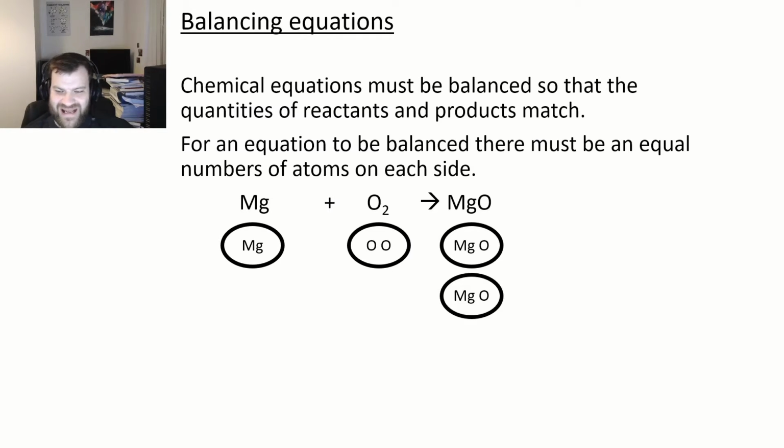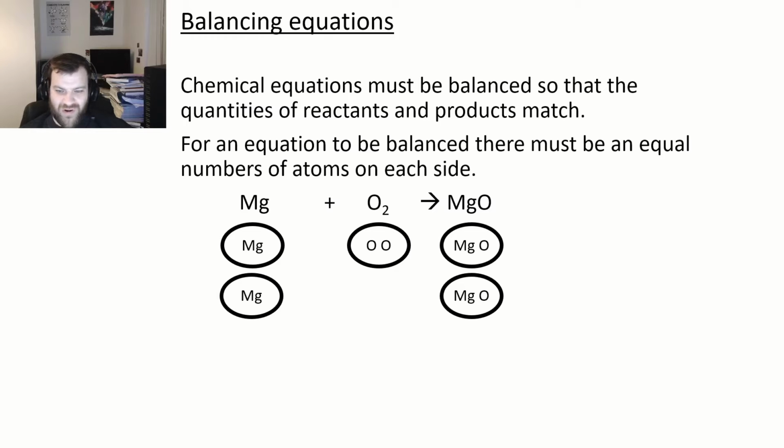To fix this, we can add another MgO. We cannot change the formula of magnesium oxide. That is determined by its valency and is MgO. We've now solved our oxygen problem. But we've now got 2 magnesiums on the left and only 1 on the right, so we need to add another magnesium to our left.